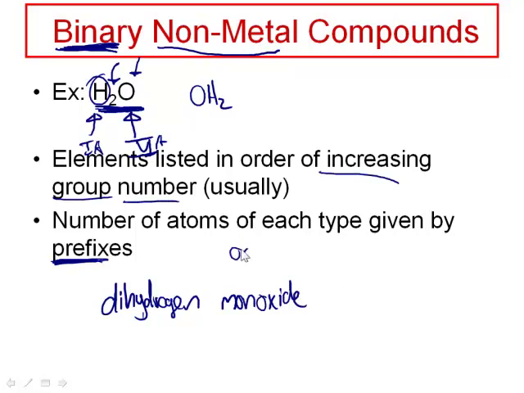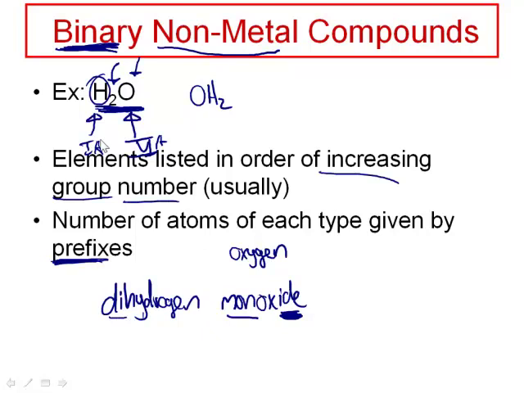Now again, here's something you want to take note of. We changed the name here of the oxygen. It went from oxygen to oxide. We're going to use this -ide ending whenever we name a binary nonmetal compound. The last element always ends in -ide. So there we go. Dihydrogen monoxide. Mon telling me we have 1 oxygen.